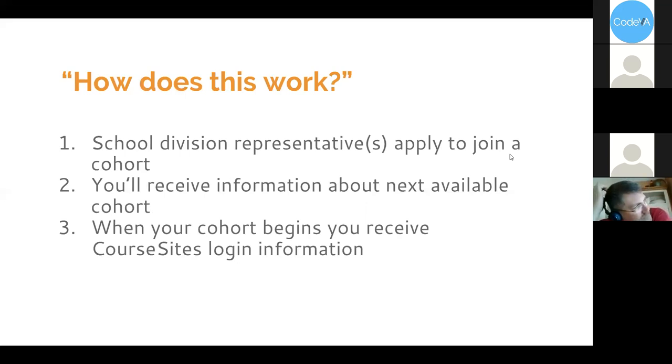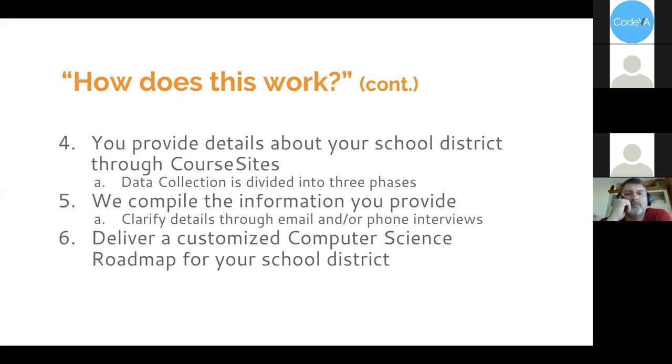Once you apply to join a cohort, we'll share some information about the next available cohort group. When your cohort is scheduled to begin, you receive course sites login information. You provide some details about your school district through the course sites platform. We divide that data collection up into 3 different phases. We then take the information that you provide, clarify any details, talk to you about what your school division's goals are, and then we deliver a customized computer science roadmap for the district.